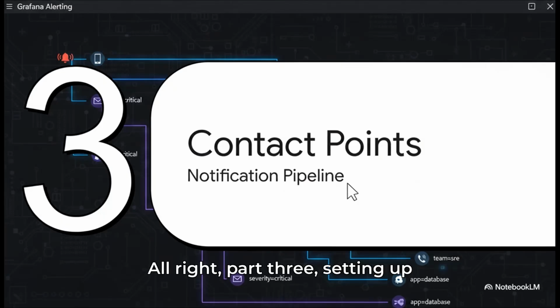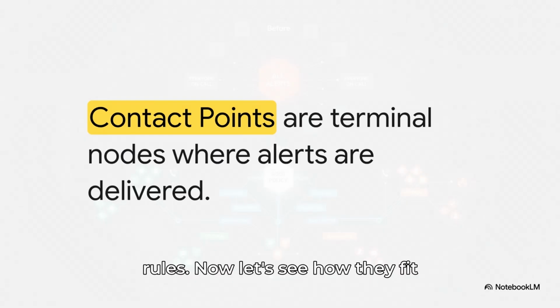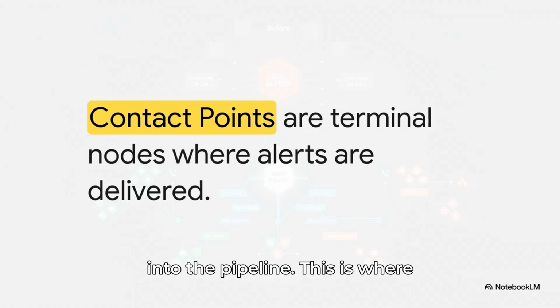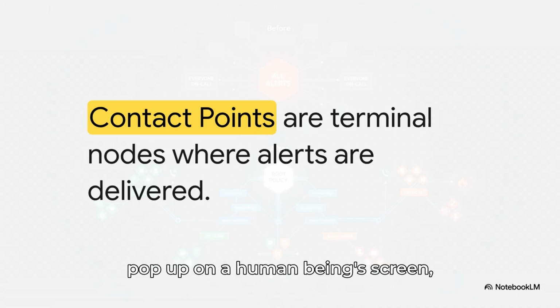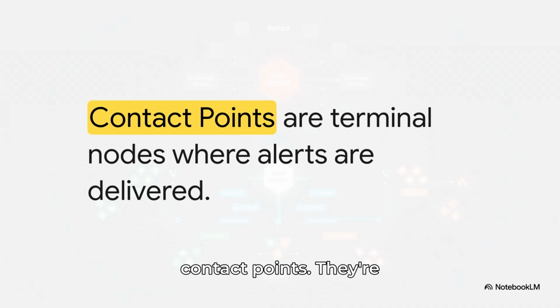All right, part 3, setting up contact points. So we have our rules. Now let's see how they fit into the pipeline. This is where contact points come in. Think of them as the terminal nodes of your notification pipeline. Basically, before an alert can ever pop up on a human being's screen, it has to be mapped to one of these contact points. They're the ultimate destination for your integrations.